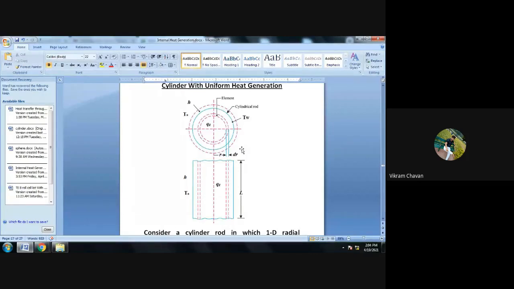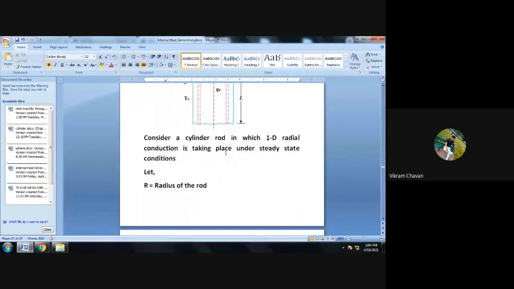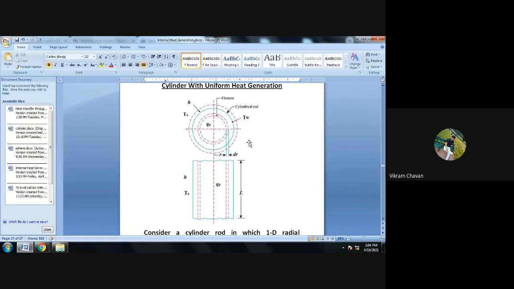Getting everyone? So consider a cylinder rod in which one dimensional radial conduction is taking place under steady state. One dimensional radial heat conduction means heat is flowing only in one direction. That is our assumption. Heat actually flows in three-dimensional way, but for calculation purposes, for simplicity, we are considering one-dimensional heat flow, and your syllabus is constrained to that.